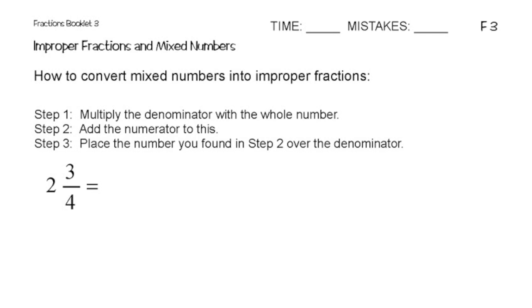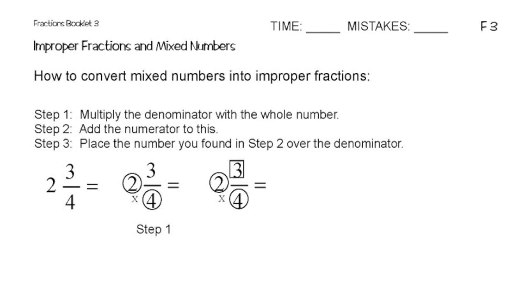So step 1 is I have 2 3/4 here. Step 1 is going to be multiply the denominator with the whole number. My whole number is 2. My denominator is 4. So I'm going to go ahead and multiply those two. 2 times 4 is equal to 8.